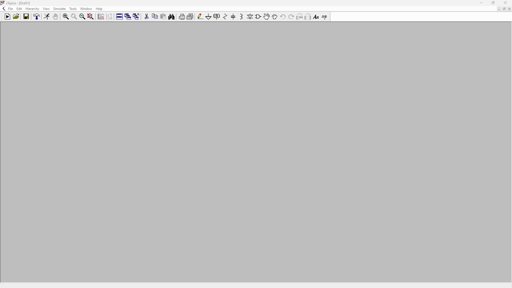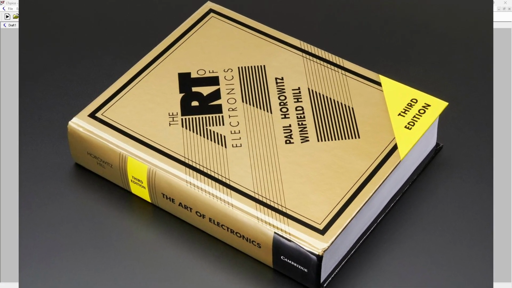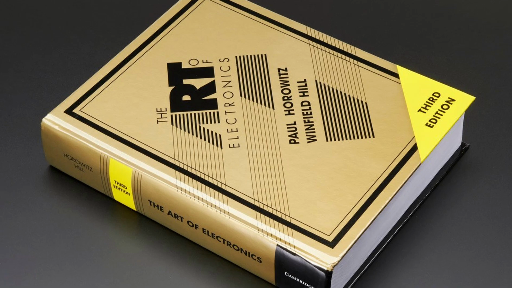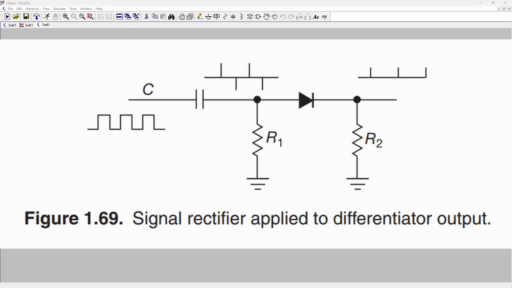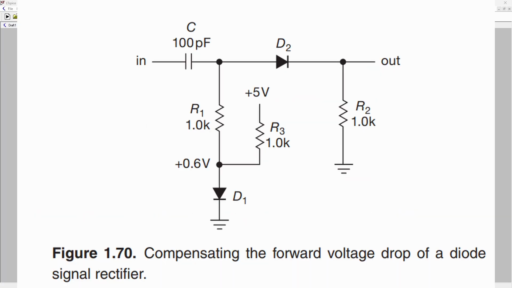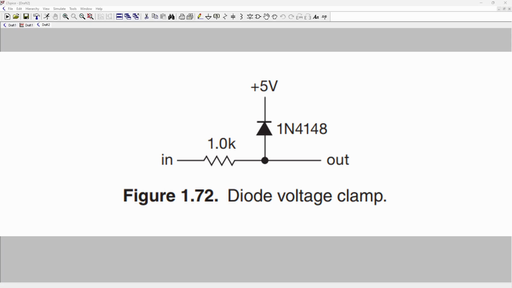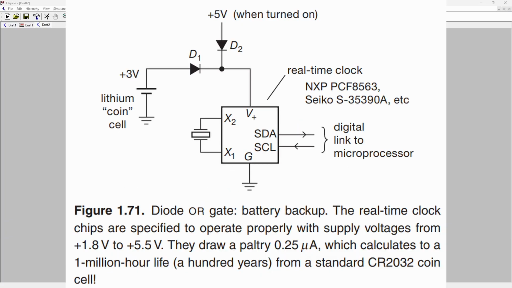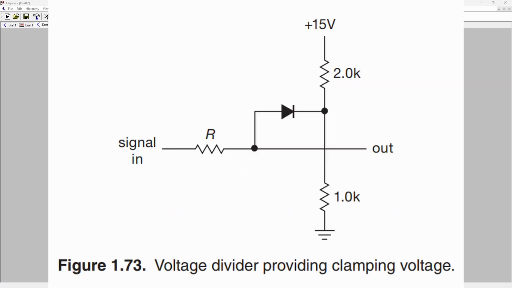So let's get started. If you've been reading section 1.6.6 from the Art of Electronics, there have been a number of circuits described using diodes that can be used as clamping circuits. So this is what we're going to do for our circuit. So let me build up a model of a diode clamp circuit and then I will explain how that will work.